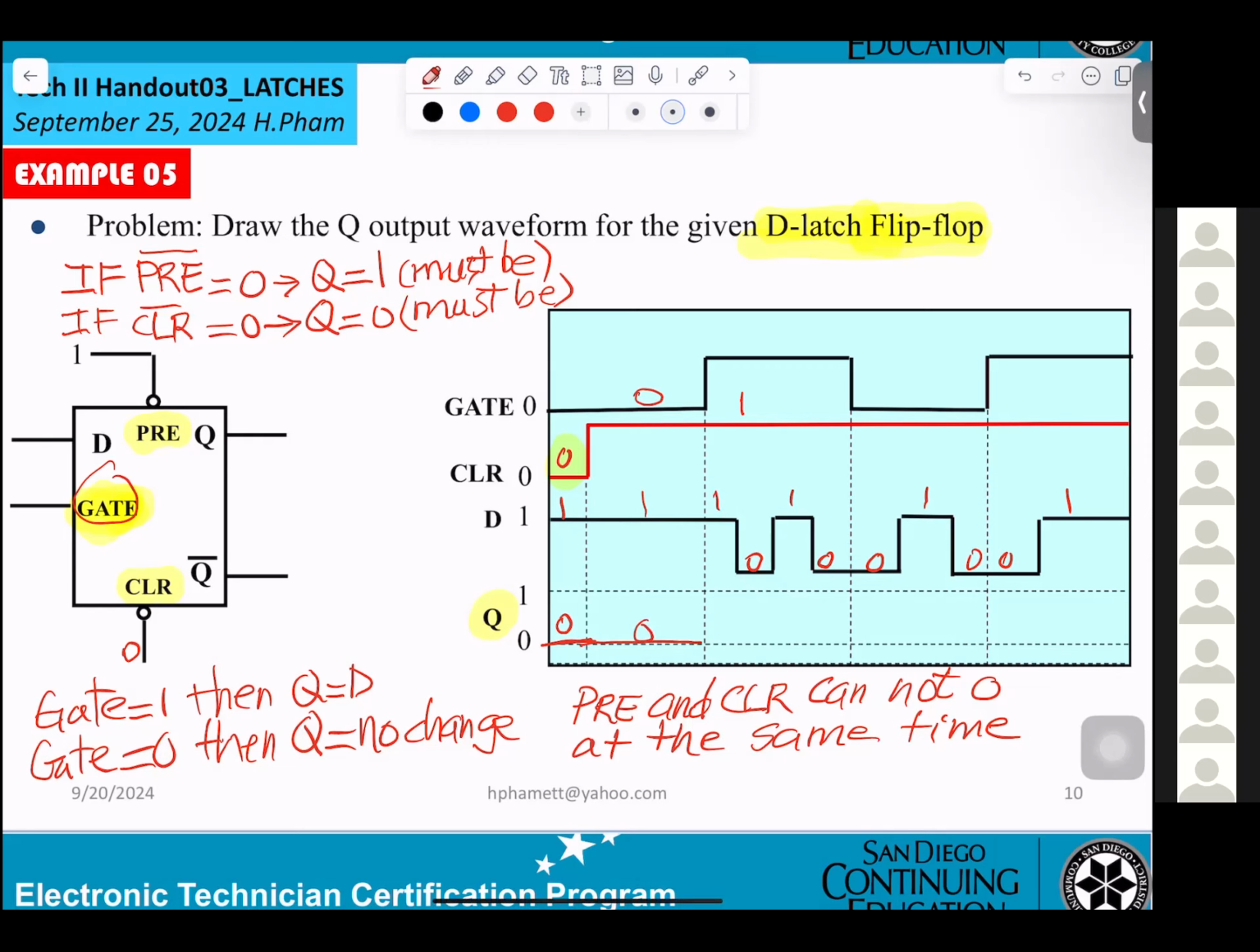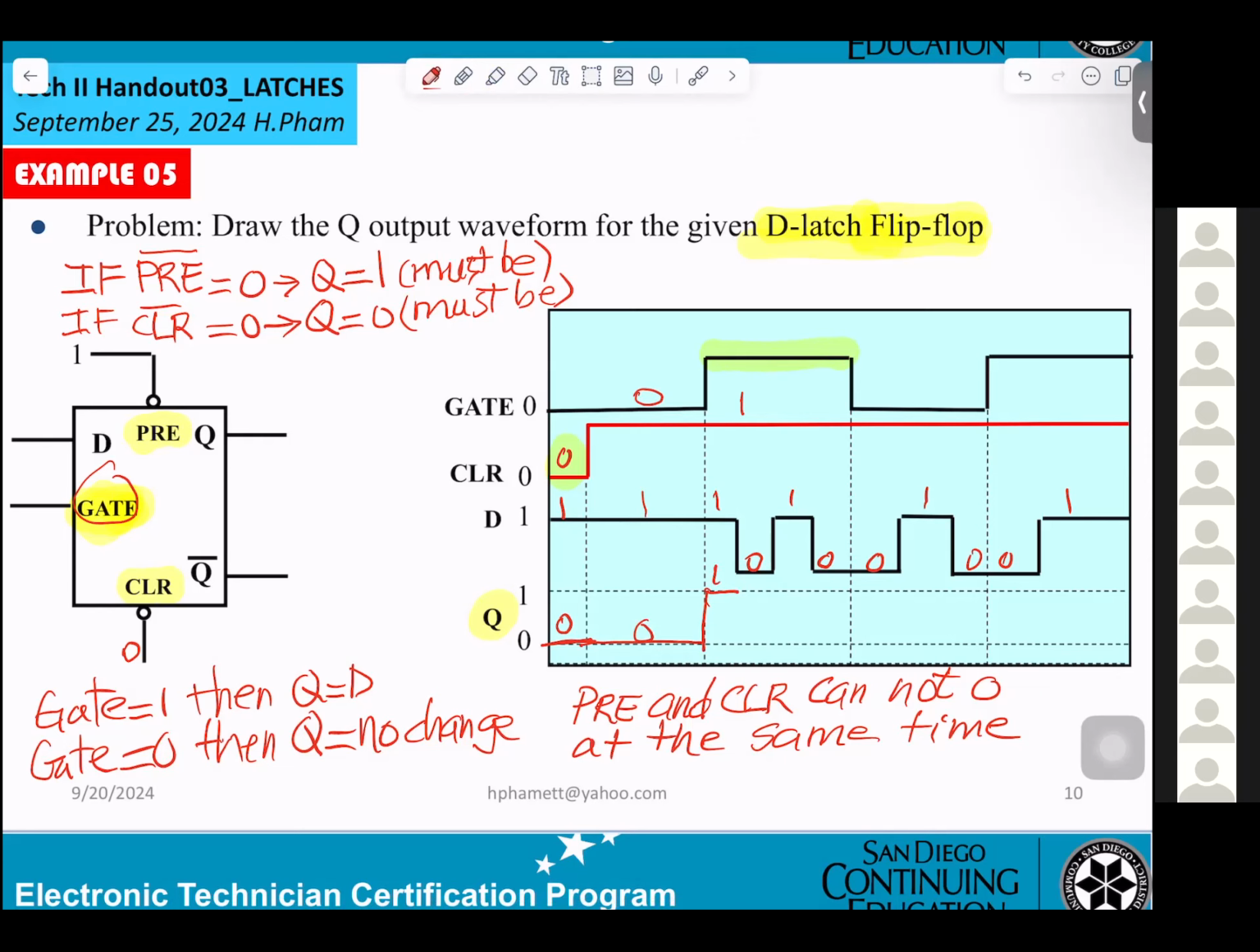And now the gate goes to 1 here. What is Q? Q equals D. You draw Q as the exact shape of D. They go to 1. Correct?